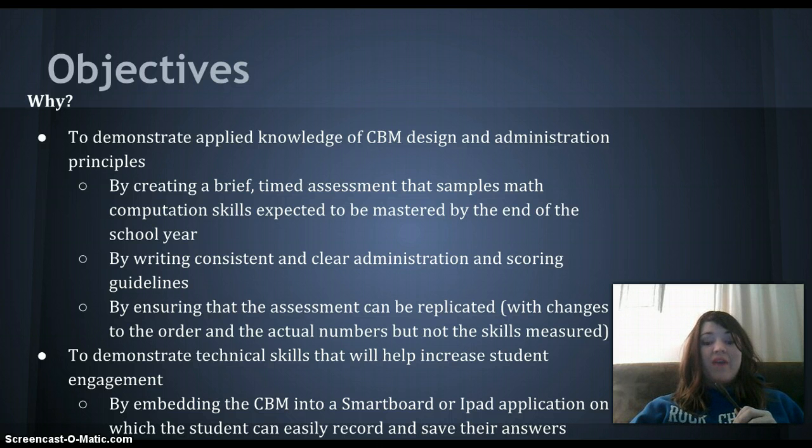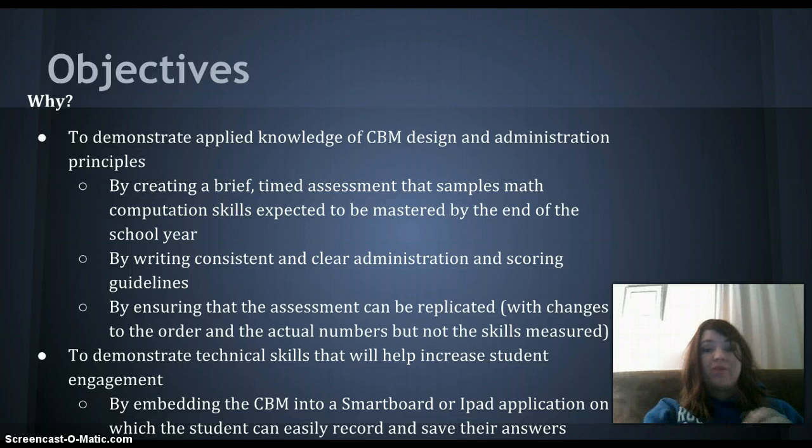And if we don't have the same complexity of tests that we're giving, we're not comparing apples to apples. So we have to be able to have a similar format and test where it has the same difficulty level that can be replicated. So that's why it needs to have skills expected to be mastered by the end of the school year. This objective will also be shown by the students writing consistent and clear guidelines for the administration and the scoring of the curriculum-based measures.